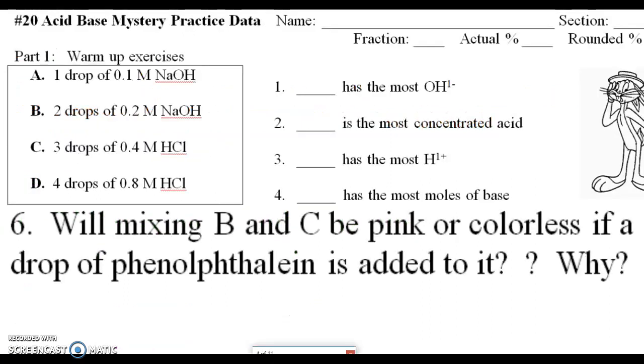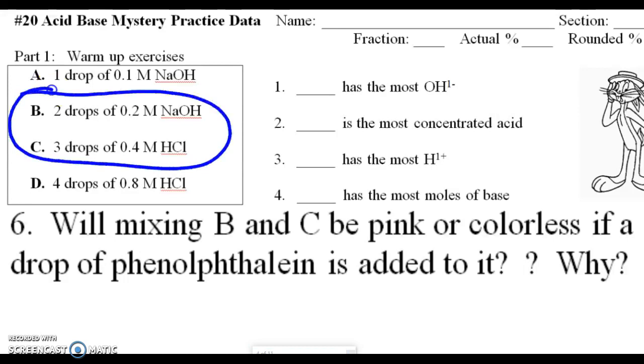All right, now we're going to be doing problem number 6. So we're going to be comparing B and C. So in this problem, I have 0.4 molar hydrochloric acid. I got 0.2 molar sodium hydroxide. And I have 3 drops of the 0.4 molar, and only 2 drops of the lower concentration base.